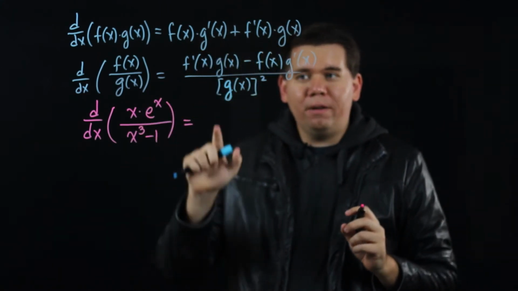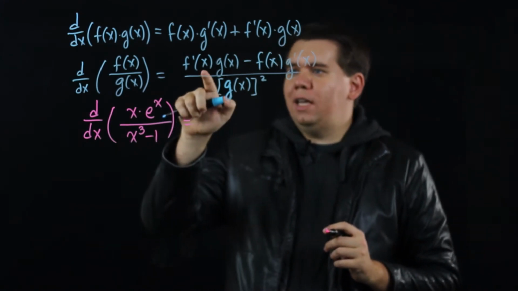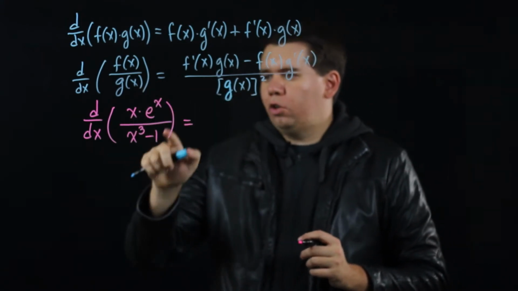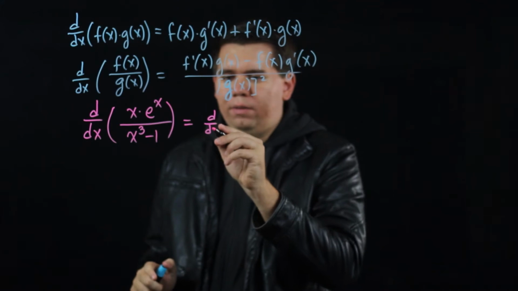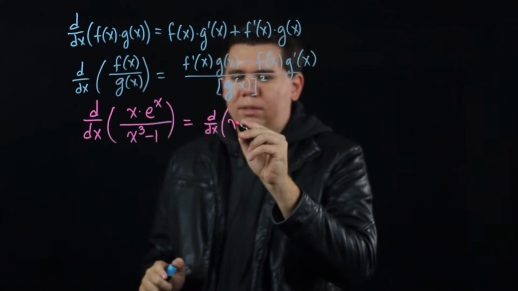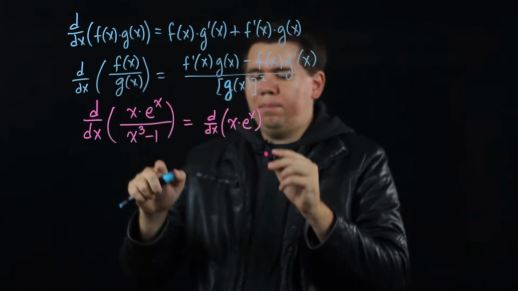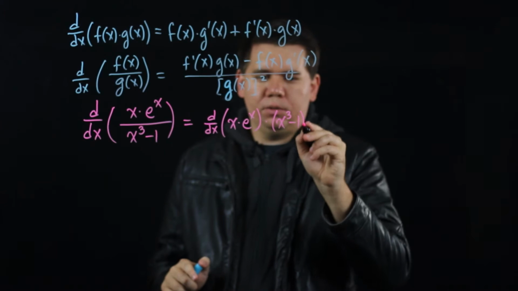So I'm going to begin by following the instructions of the quotient rule, which tells me first I take the derivative of the top and I leave the bottom the same. So looking at this, first I'm going to look at the top and take the derivative of that top piece, x times e to the x, and then times, leave the bottom the same, x cubed minus 1.